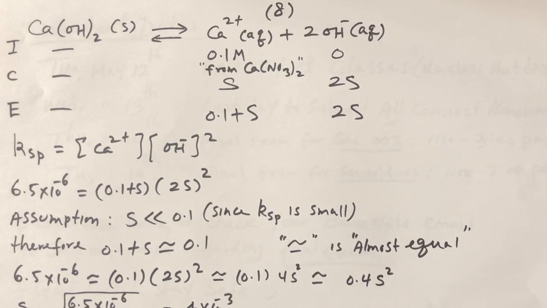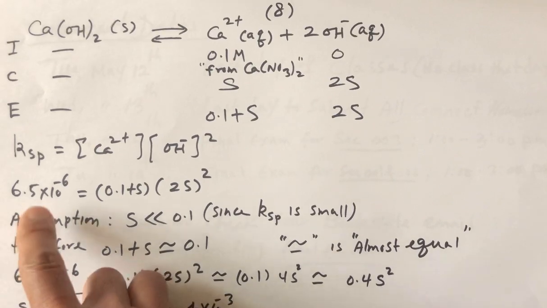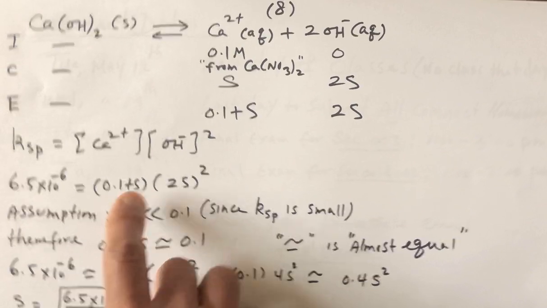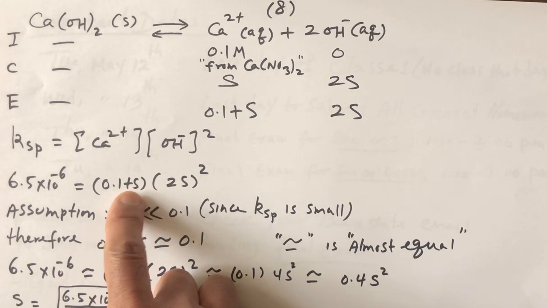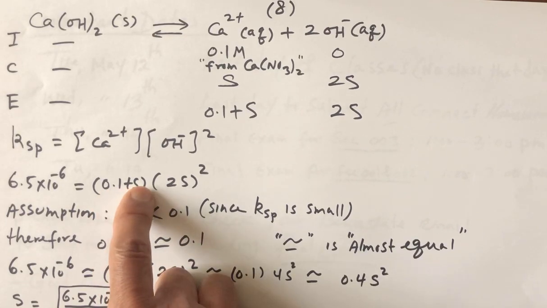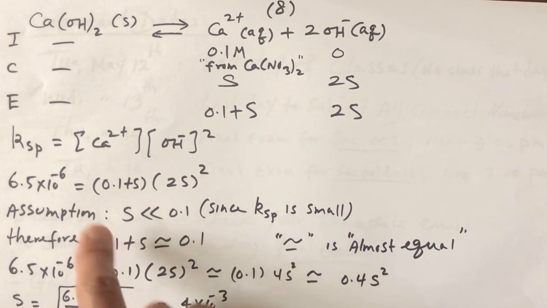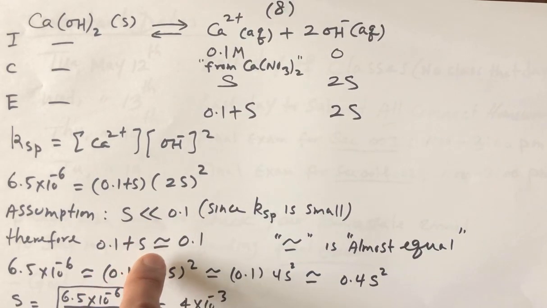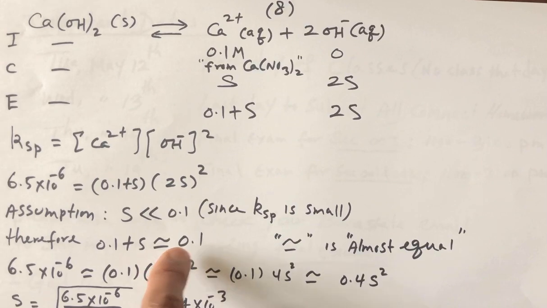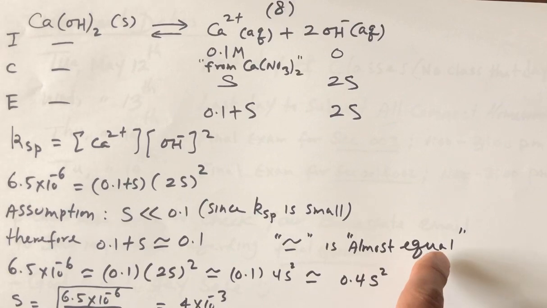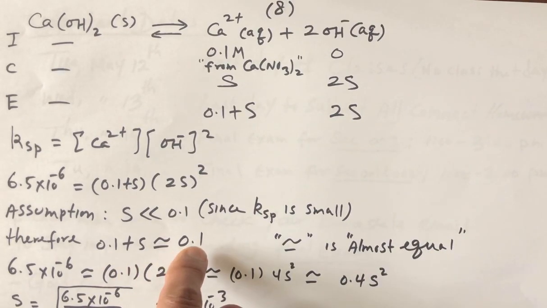So the assumption here is that since Ksp is small, we can assume that the solubility is also going to be small. In fact, we are going to assume that solubility is smaller than 0.1. So the assumption is that the solubility is small compared to the initial concentration of the common ion. If S is much smaller than 0.1, then 0.1 plus S is almost equal to 0.1. This sign is used for almost equal.